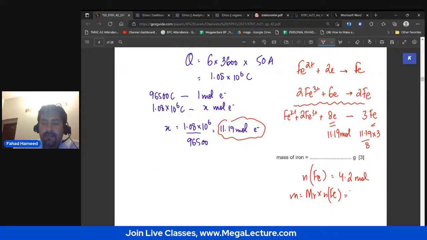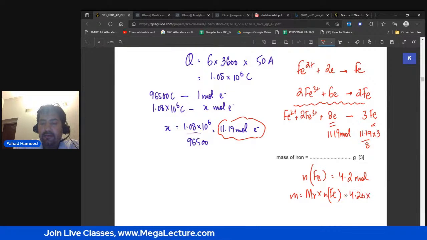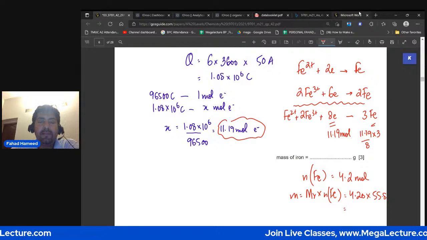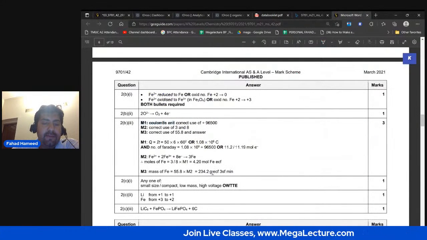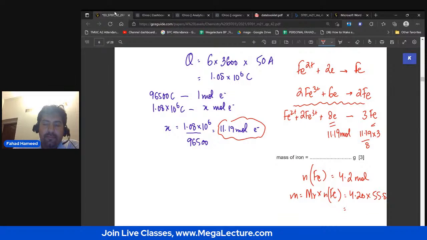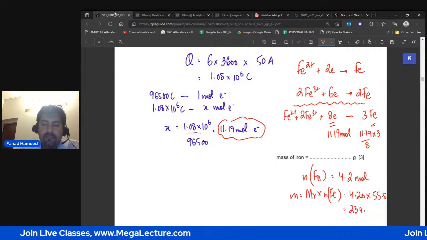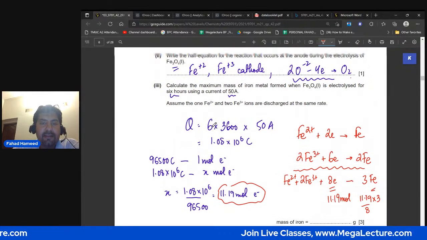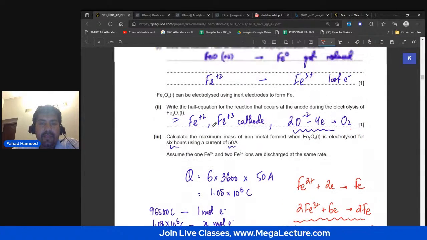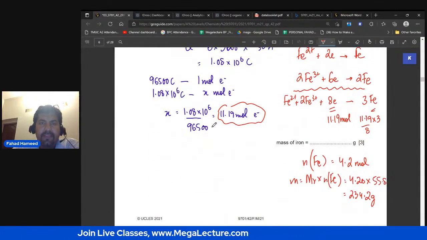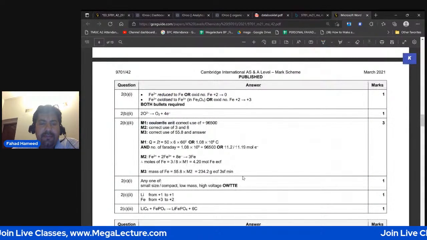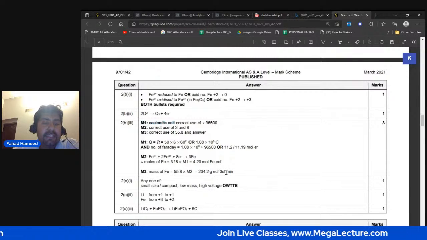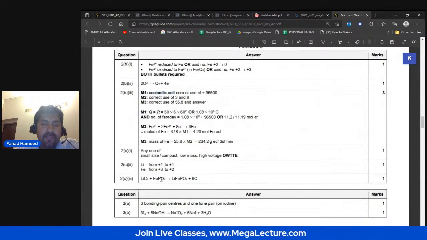It's the last part. We have to multiply it by the MR of Fe, the AR of Fe, which is 55.8 in the booklet, and that would give me 234.2 grams. And that's going to be my answer. And that's I guess about it. And they're looking for a minimum of 3 significant figures accuracy.